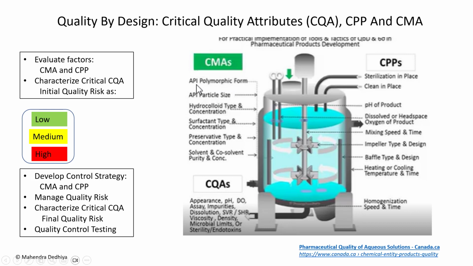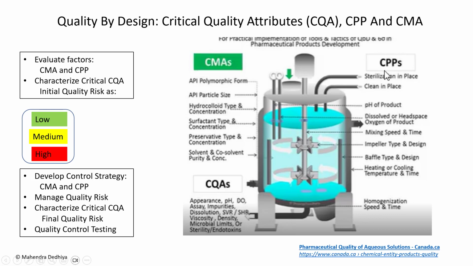CMA: polymorphic form and particle size are critical for dissolution, for the product to dissolve faster. Surfactant helps if the product is hydrophobic, and its concentration will also provide information on micellar solubilization. Preservative types and concentration are important for solution dosage form. Unionized form of preservative is generally more effective. Solvents, co-solvents, and buffering agents could be critical materials, and their properties will affect the solution dosage form.